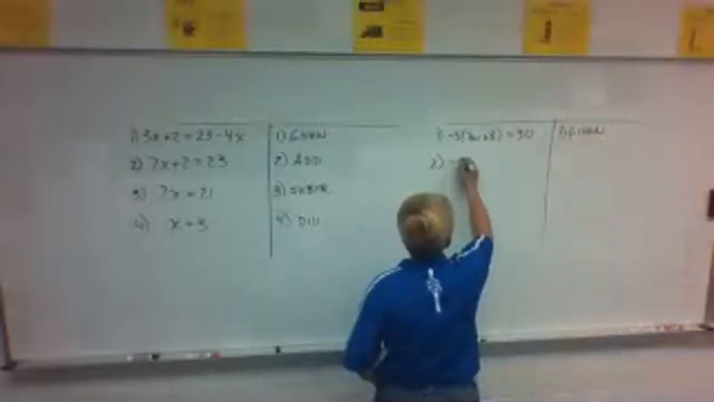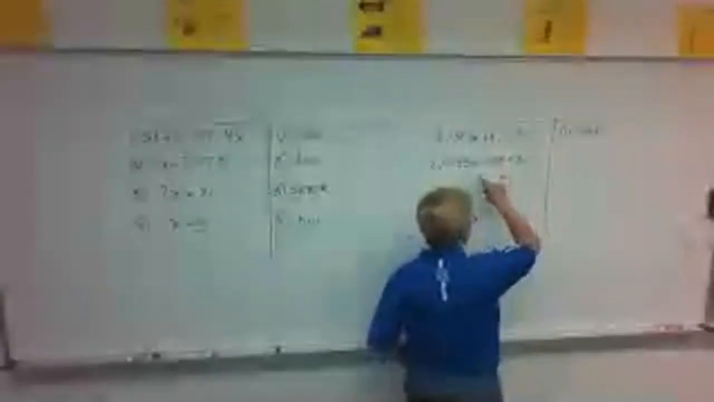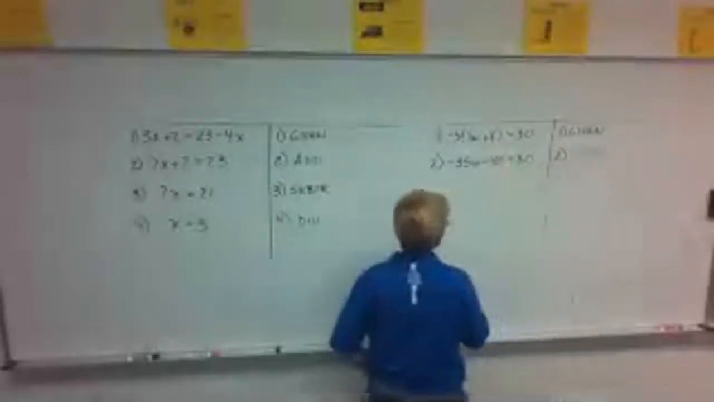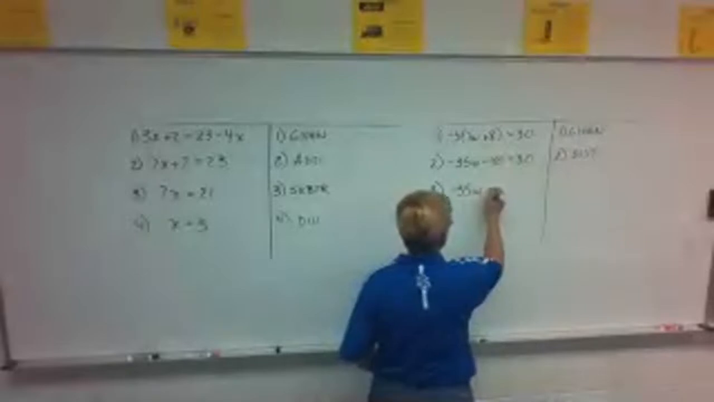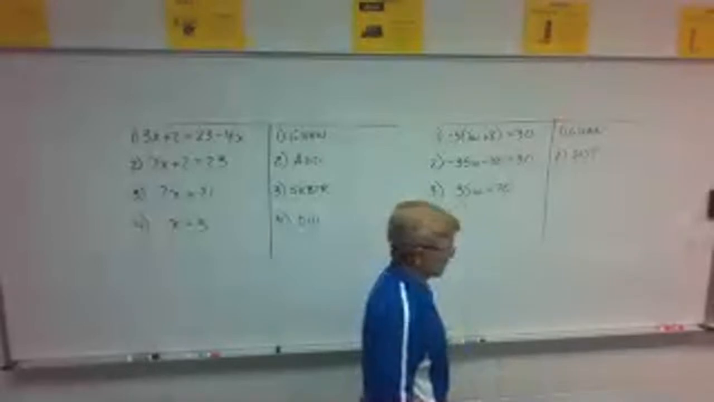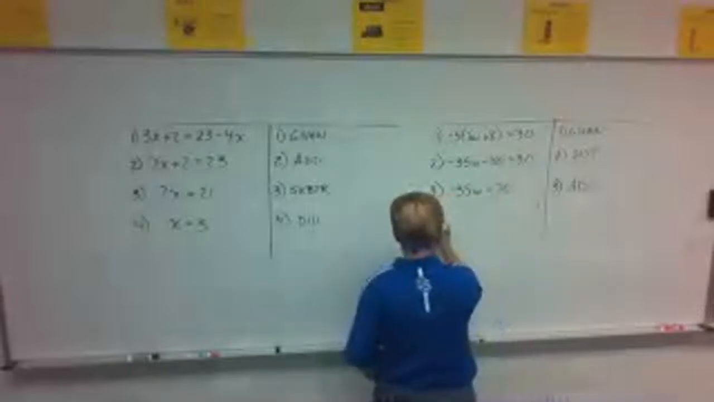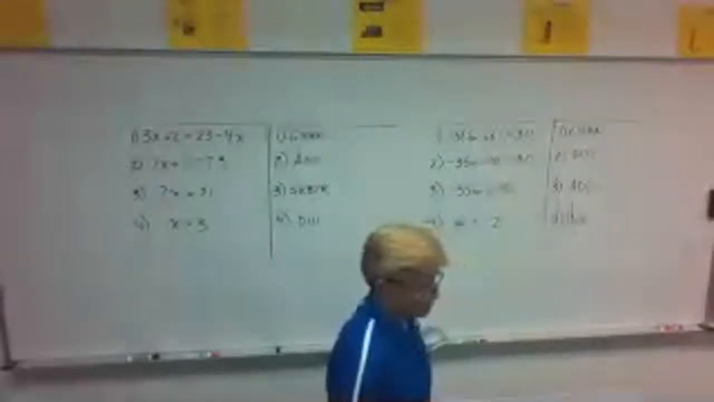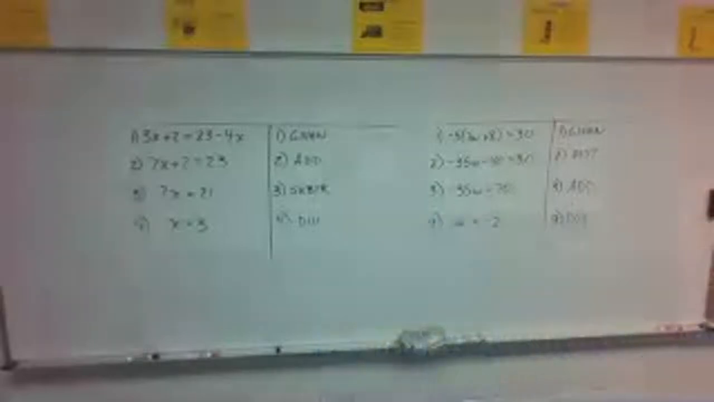Number 2, I would write -35W minus 40 equals 30. And what happened from here to here is distributed. Then I would write this result next, which would be -35W equals 70. Addition. Good. Very good. And then I would write division. So it's not so bad, right? At least today. When we start doing the geometry proofs, it's going to get a little rough.